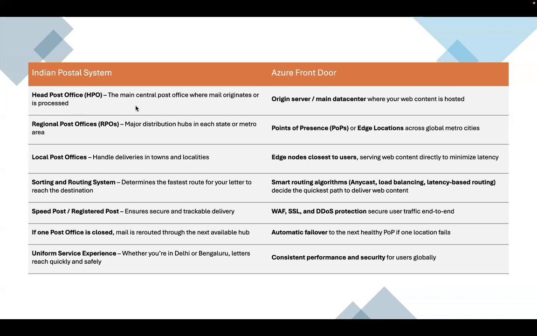Okay. So what is happening? The main central post office is where mail originates. I am trying to send an email to my village. First, what is happening? The mail goes to the head post office. Then from there, all the emails are coming there. All the posts are coming to the head post office.